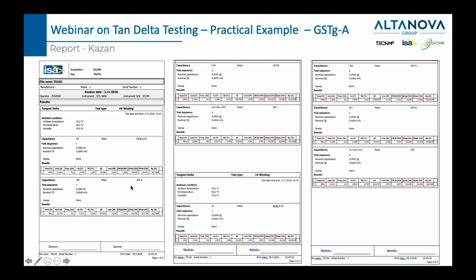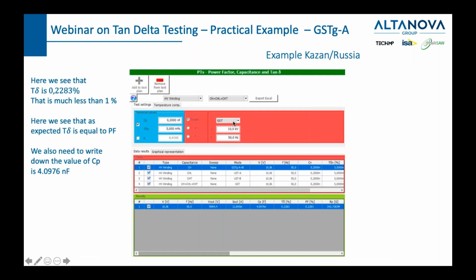The numbers are very small, but we have in the next slide them explained a little bit better. This would be an example of a result. So here we measured CH at 10 kilovolts and 50 hertz, and we see that the current which was actually generated is just 12.85 milliamps. We said maximum is 300. The capacitance which we measured is 4.0976 nanofarad, and the tan delta is 0.2283. So this is much less than 1%, and this is very good.